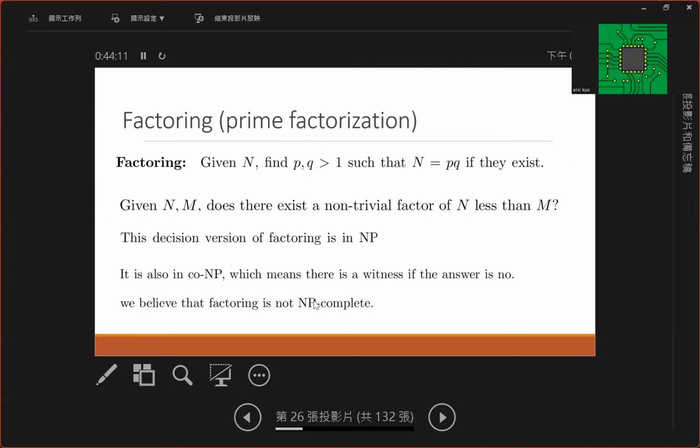Because if the answer is no, where is the certificate? It seems that there's no easy way to convince. If I want to convince you that this circuit has an assignment such that the output is 1, I just give you that assignment, and you can compute by yourself. But if this circuit has no assignment that makes it 1, how can I convince you? Give you all the outputs? No, I cannot, because there are exponentially many outputs. I cannot just run them one by one and tell you.